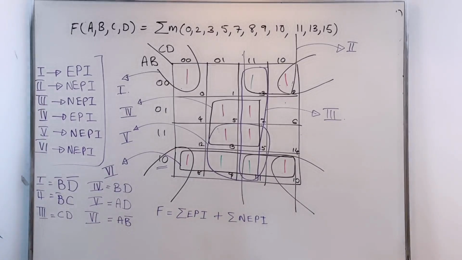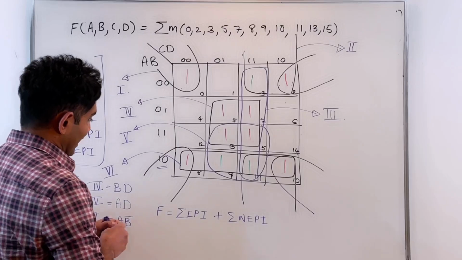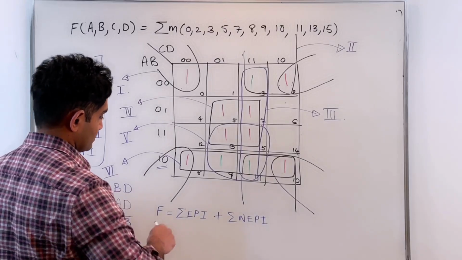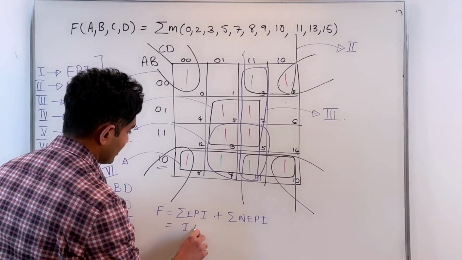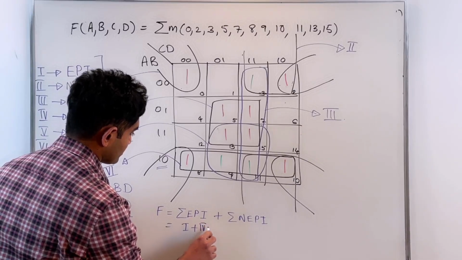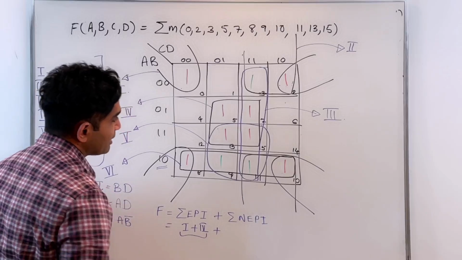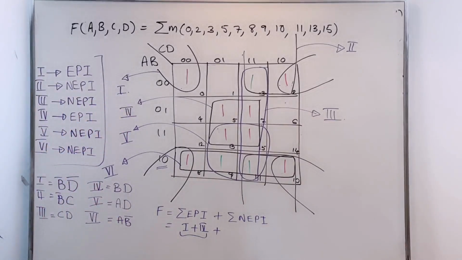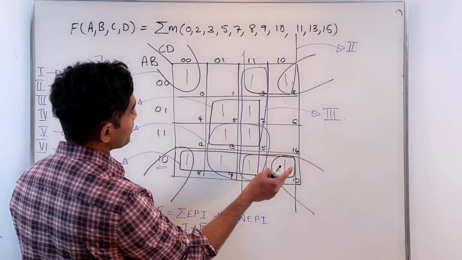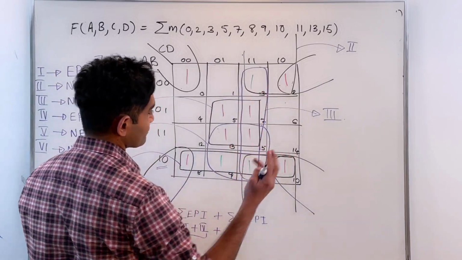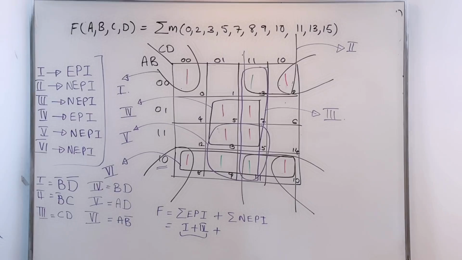So write this as 1 plus 4. Those are my essential primes. And I'll choose those non-essential primes because I still have to account for how many ones? 1, 2, 3. I still have to account for 3 ones. I'll choose some non-essential primes to account for those 3 ones.